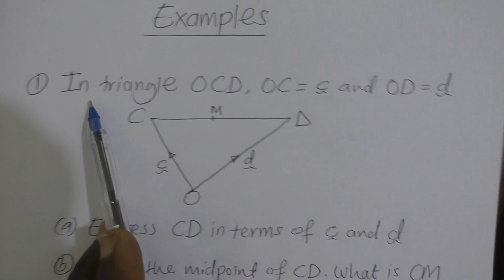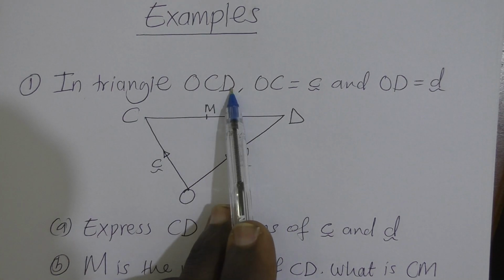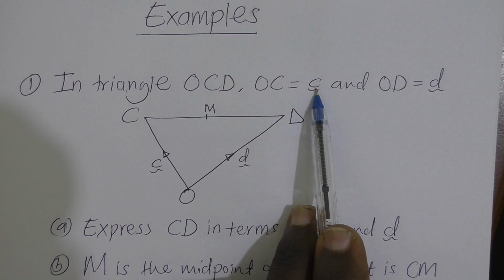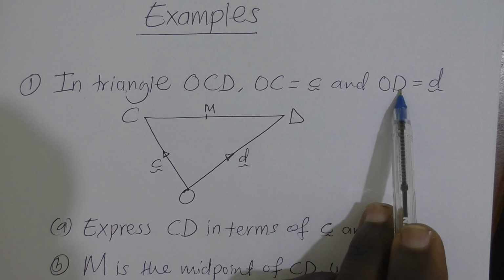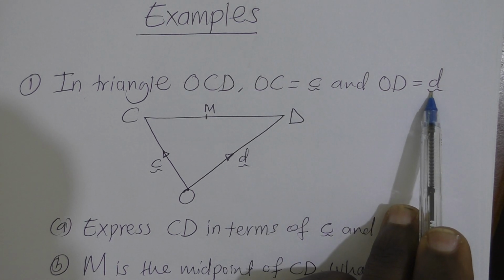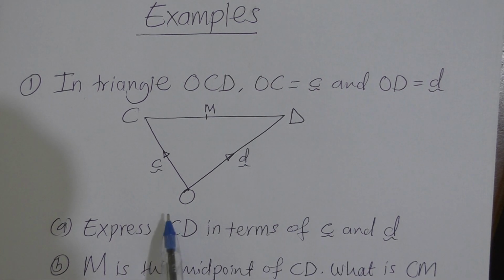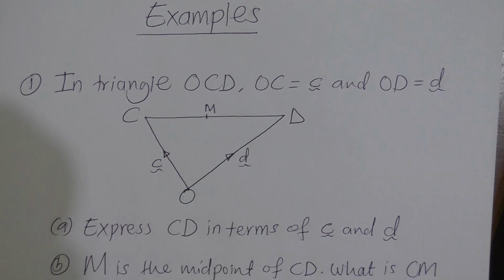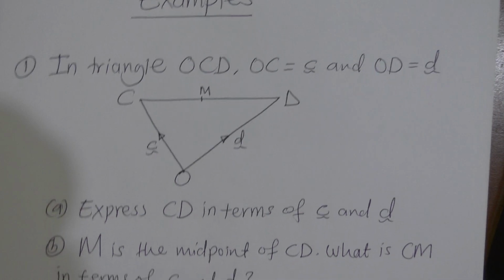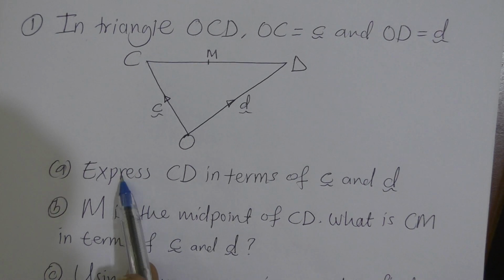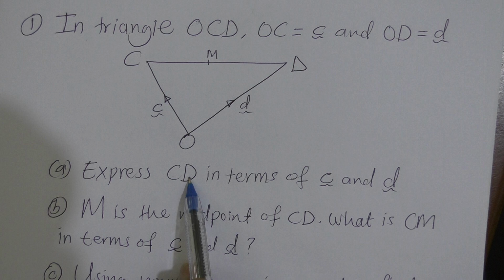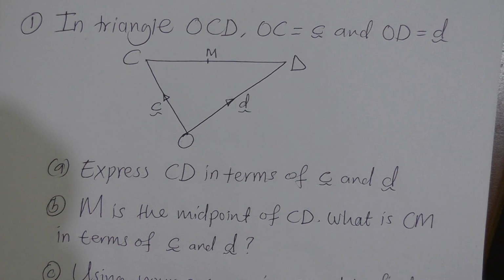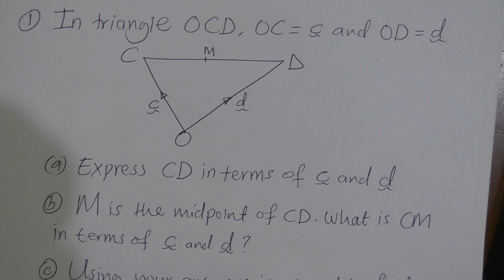Example 1 says, in a triangle OCD, OC is represented by vector C, and OD is represented by vector D. So this is OCD. Okay, so the question is, express CD in terms of C and D. This is how we shall do that.